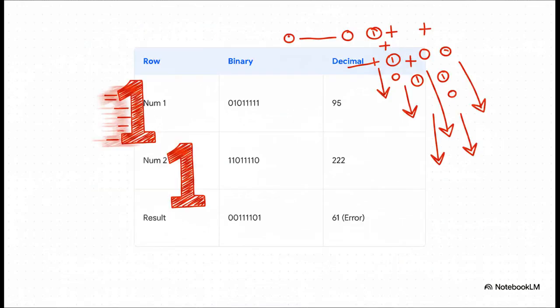Let's crank up the difficulty a bit and add 95 and 222. As we process this right to left, we're generating carry values almost immediately. Check out the 32 column. We've got a 1, and a carried 1. That drops a 1 at the bottom, and we carry a 1 to the 64 column.